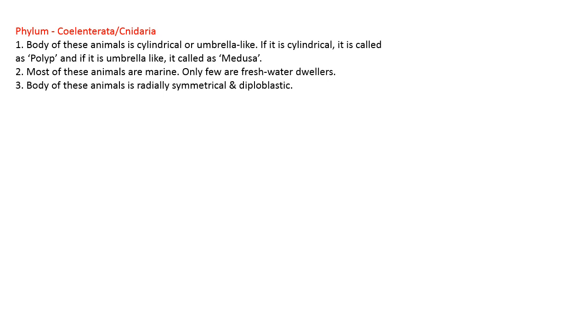And diploblastic means it has only two germ layers. As we discussed in the earlier video, there are three germ layers in an organism, that is endoderm, mesoderm and ectoderm. So here diploblastic means only two layers, that is endoderm and ectoderm. Mesoderm will be absent in them.